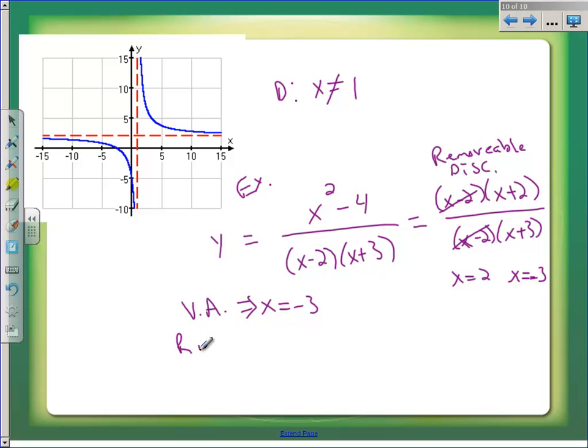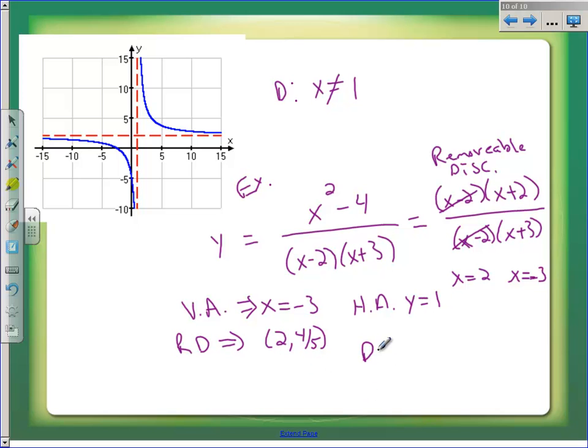which means that there's a hole in the graph. So I know there's a RD, or a removable discontinuity, when x equals 2, and the way you get the y value is you plug 2 into the remaining function. The remaining function is x plus 2 over x plus 3, so that's 4 over 5. So that is a hole. The horizontal asymptote here: I'd have an x squared over an x squared, because if you multiply x minus 2 times x plus 3, you're going to get x squared plus x minus 6. So I'd have an even one, and that would be at y equals 1.